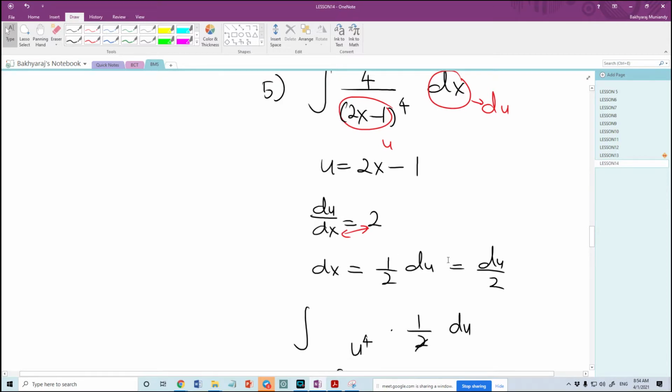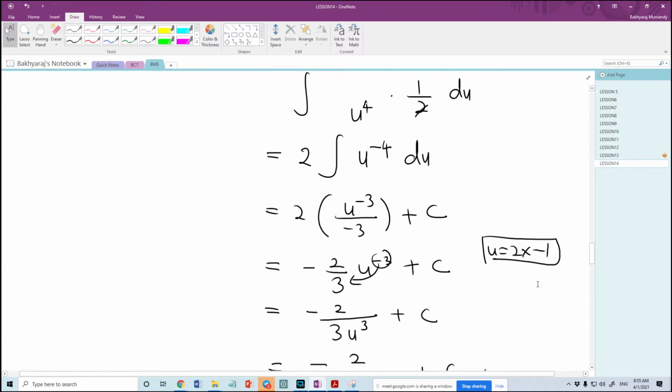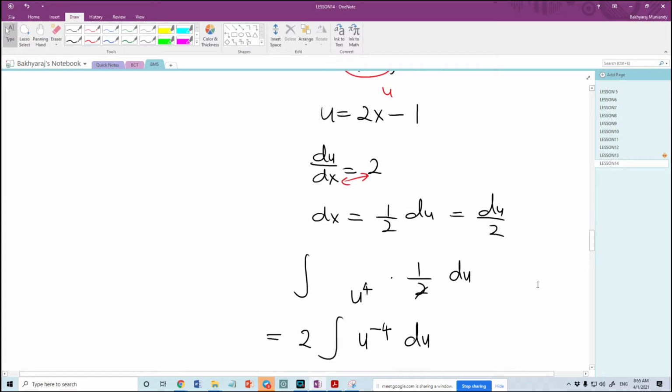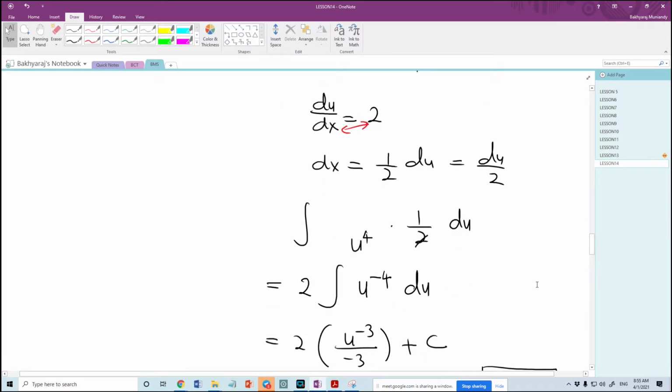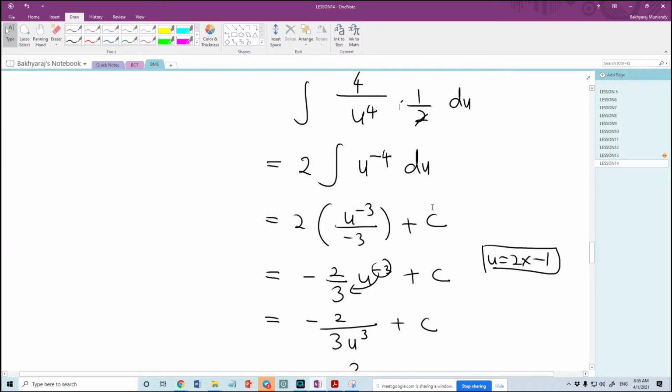Okay, so here your question number 5. Actually here it's supposed to be 4 over. It's supposed to be, wait, hold on, it's supposed to be 4 over. Okay, 4 over u power of 4, 1 over 2.